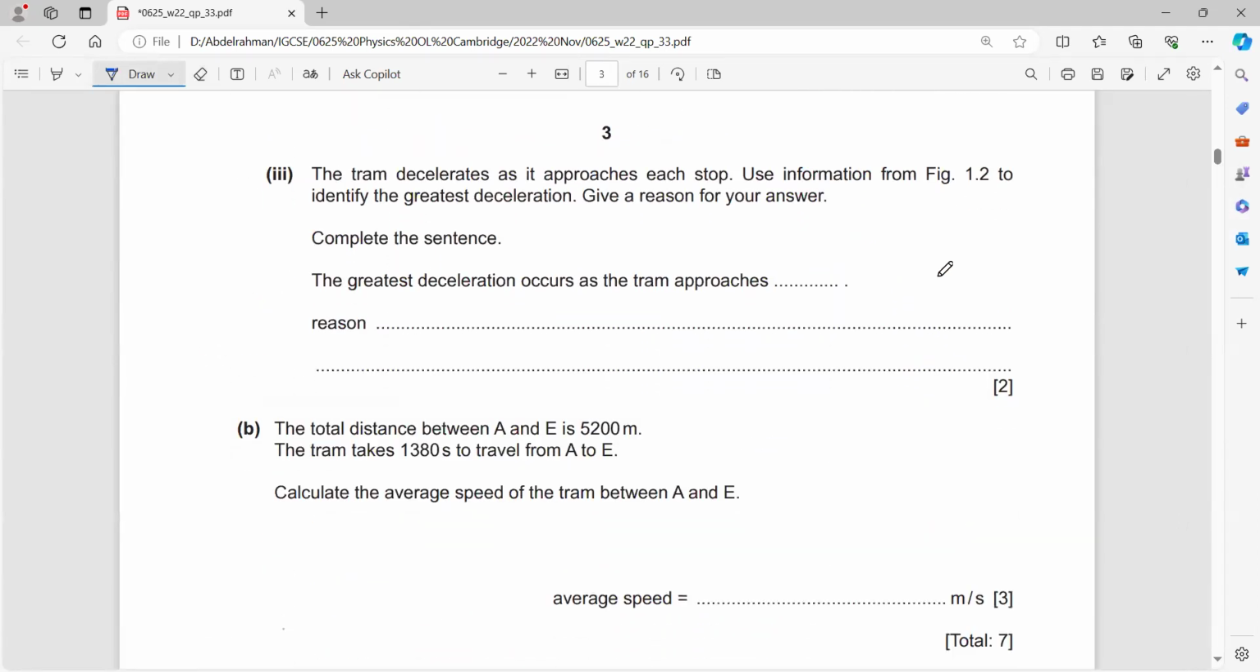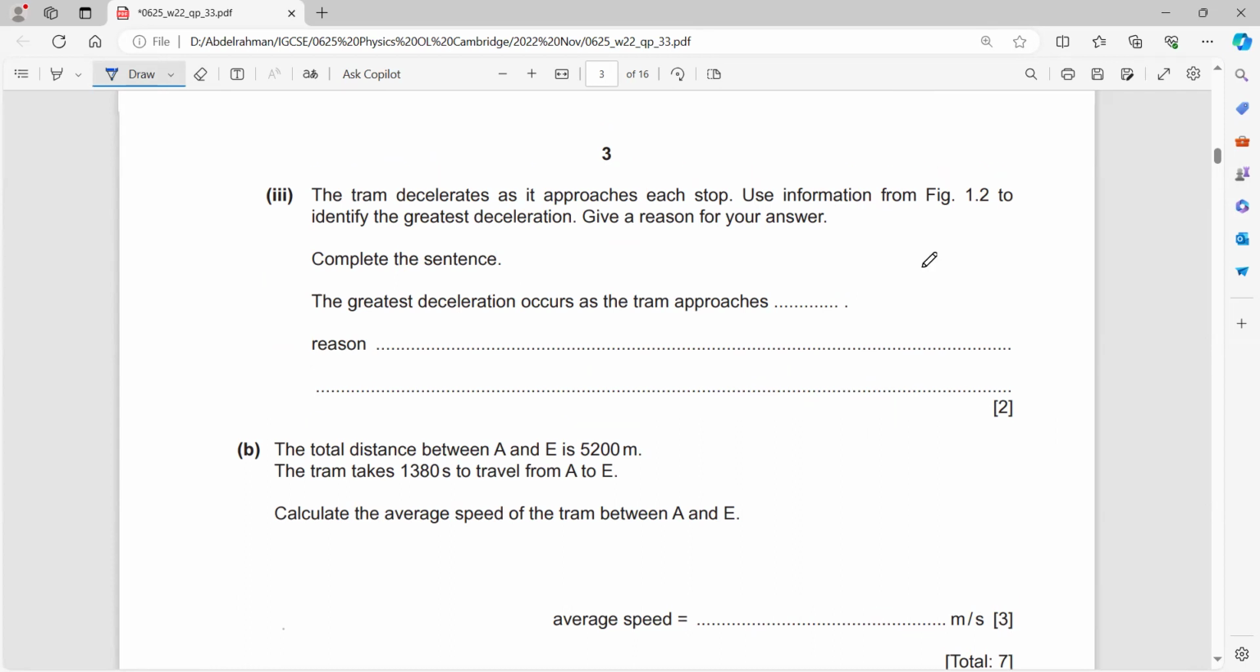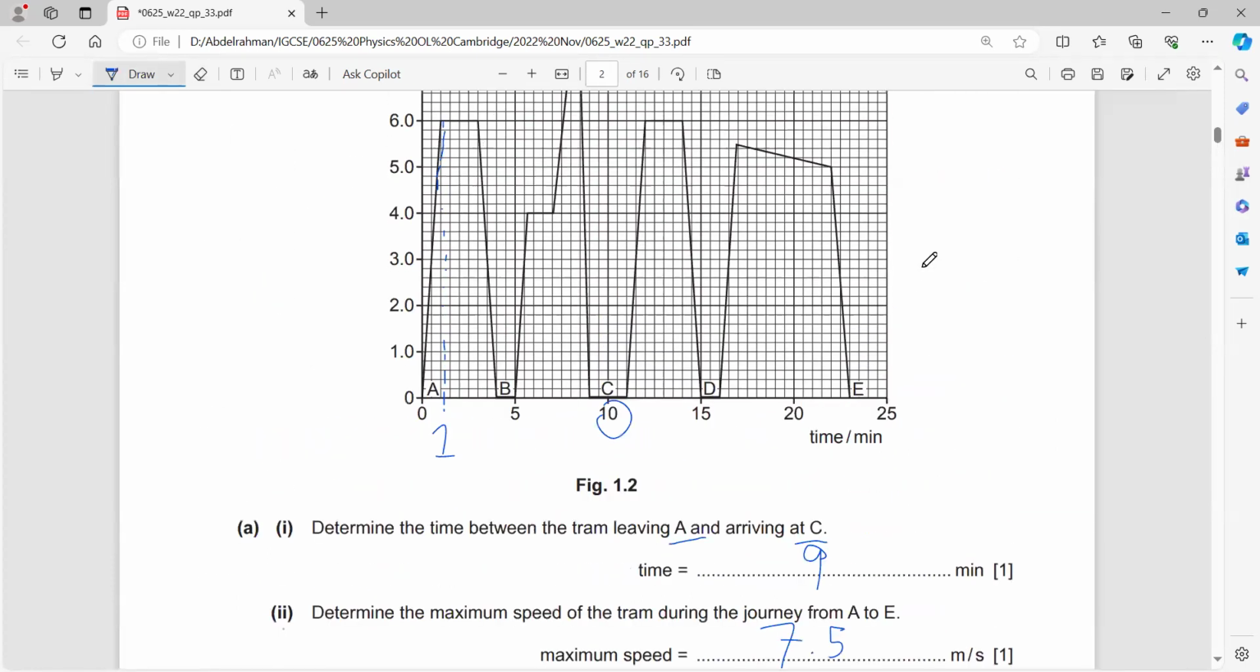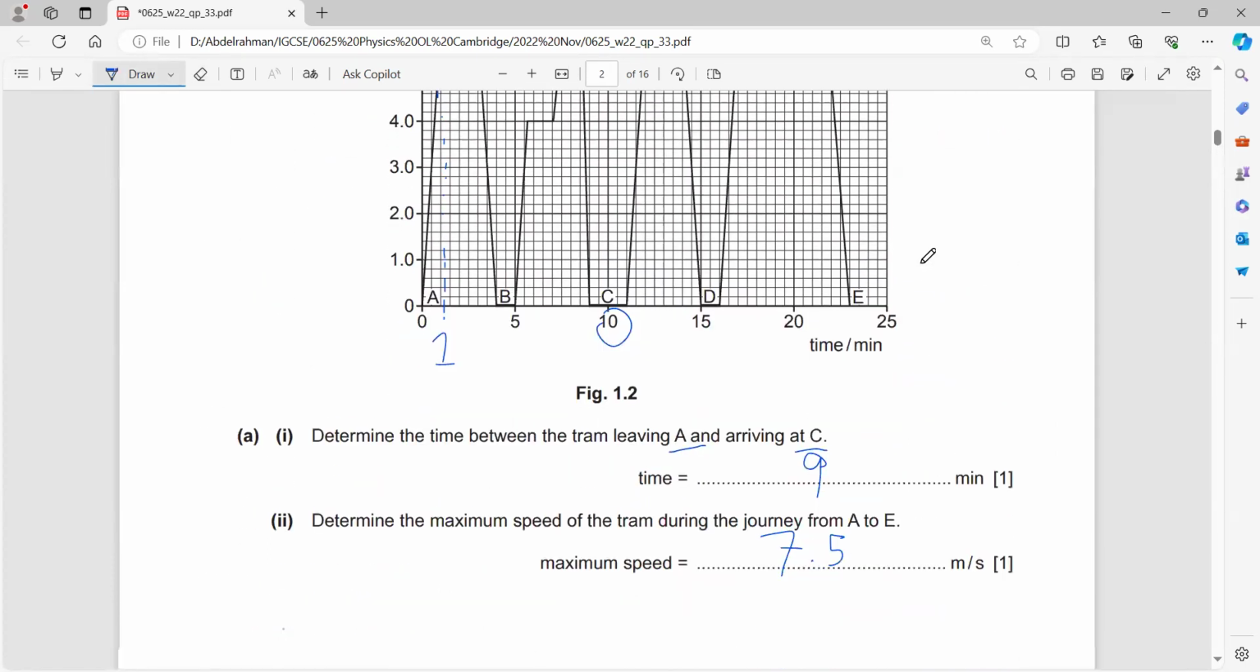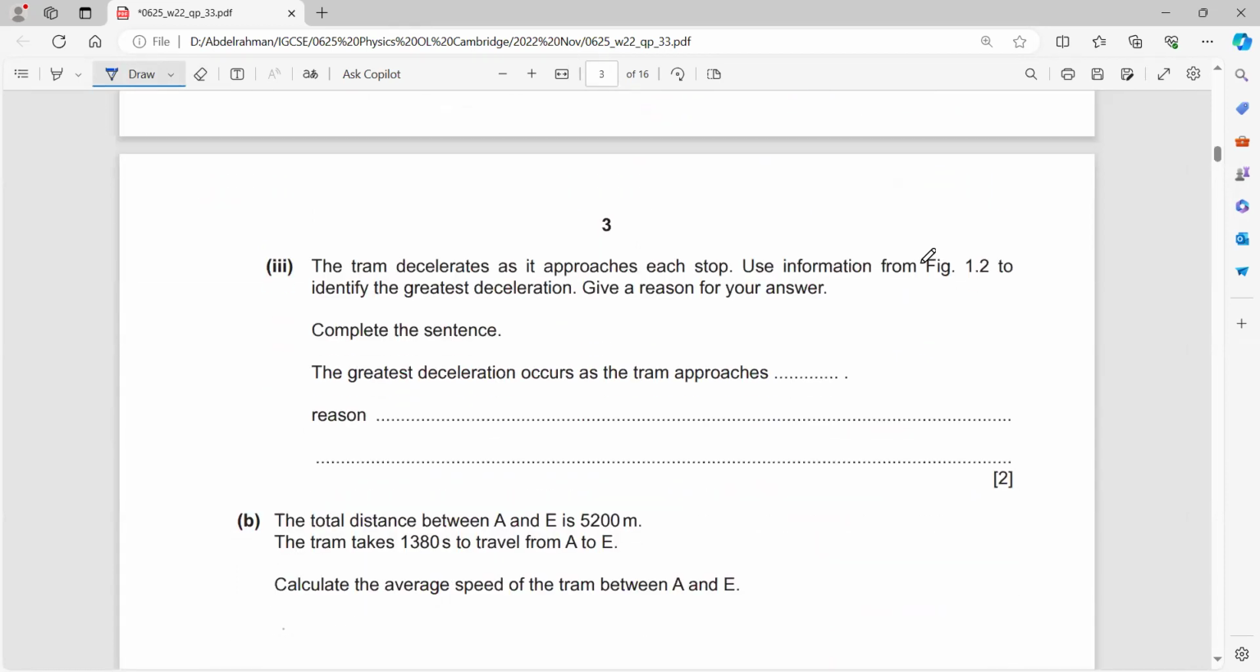Easy. The tram decelerates as it approaches each stop. Use the information to identify the greatest deceleration. Can I identify the greatest deceleration? Where was it? C. Why? Because as it approaches C it has the steepest slope.